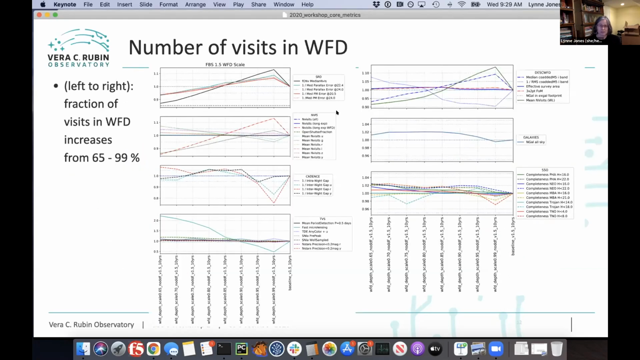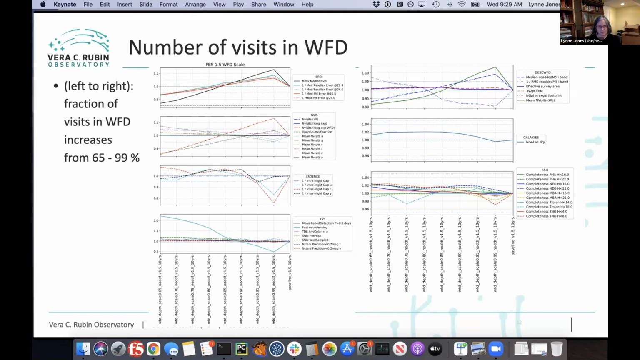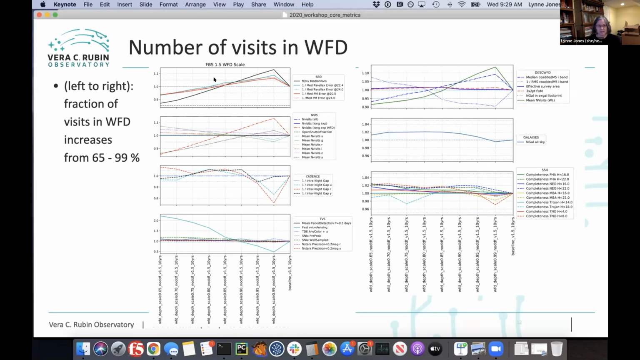This is maybe a little bit easier for looking at some of these, especially when you have a family that trends left to right. So left is 65% of the time was spent on wide, fast, deep. To the right, it was 99% of the time. And then the very last value is the baseline. So you can see the SRD metrics are pretty linearly increasing as you increase the number of visits in the wide, fast, deep. The black line here is FOMV, which is the median number of visits over 18,000 square degrees. So it makes a lot of sense that as you increase the weight, the number of visits in the wide, fast, deep, this metric goes up.